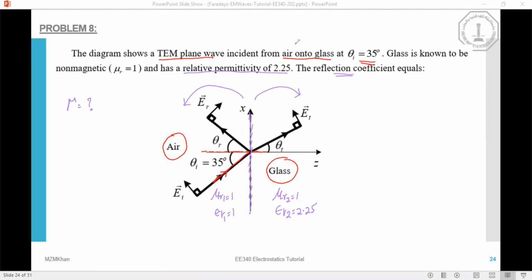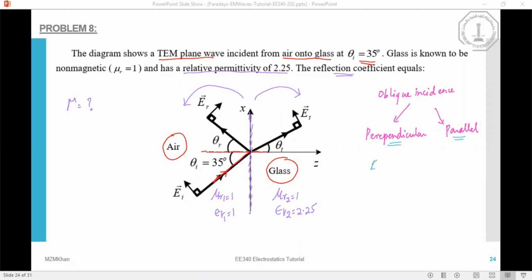But first, guys, you need to first identify, because we know that in oblique incidence we have two types, right? Perpendicular and parallel. So which one is this? Parallel incidence or perpendicular incidence? Can anybody tell me, is it perpendicular or parallel? This is the first thing that you need to identify.